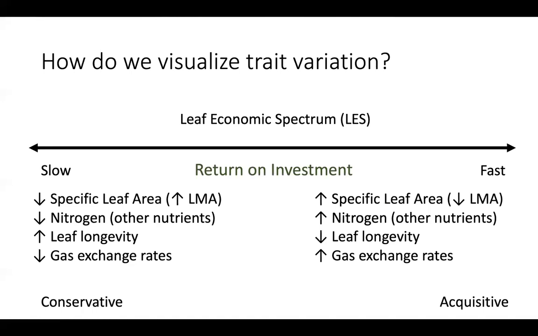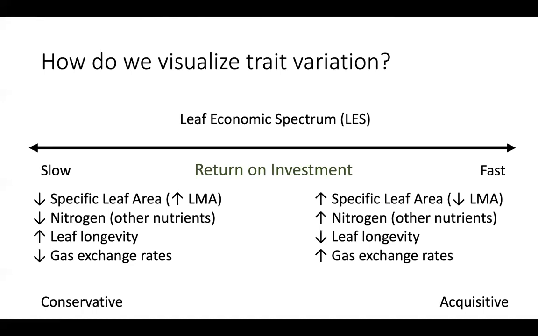So something like conifers that have high LMA and low nitrogen, so they're investing in longevity, they have thick leaves, they're very resistant to disturbance like drought and so forth, to fast, think like aspen or something like that, which have low LMA or thin leaves, have high nitrogen content, but that tend to be deciduous or have short lifespans and have high gas exchange rates.